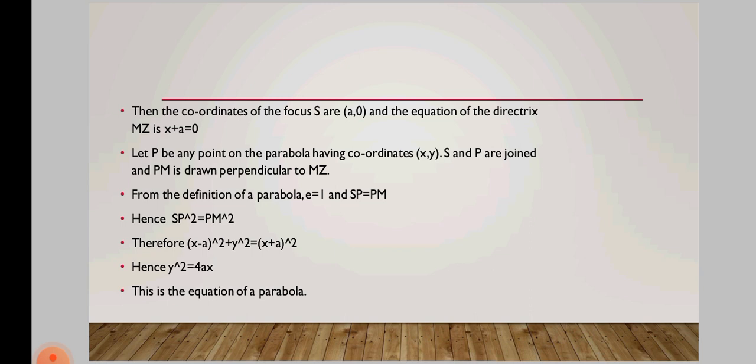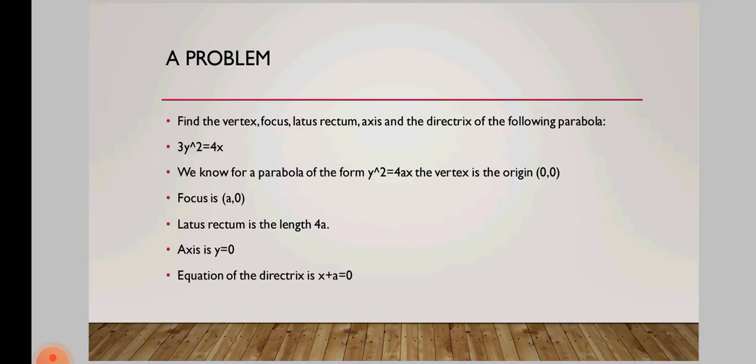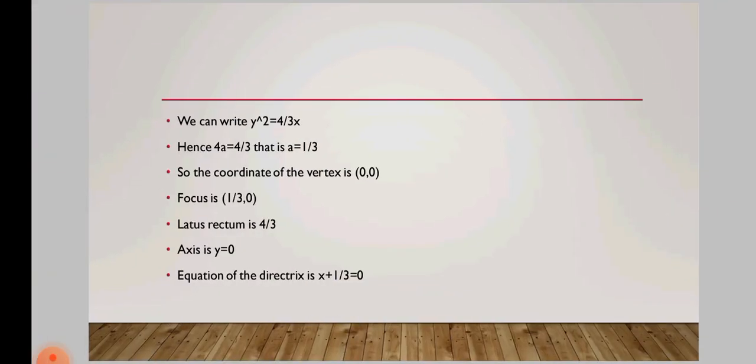Now we solve a simple problem. We have to find the vertex, focus, latus rectum, axis and directrix of the parabola 3y square is equal to 4x. We can write this equation as y square is equal to 4 by 3 x. This is of the form y square is equal to 4ax, as we have seen in the equation of the parabola. Comparing, we get 4a is equal to 4 by 3. So what is a? a is 1 by 3.